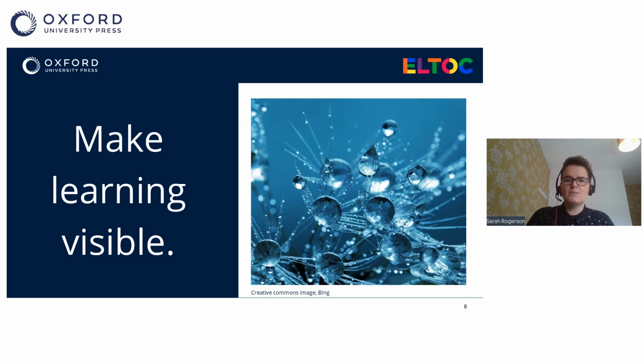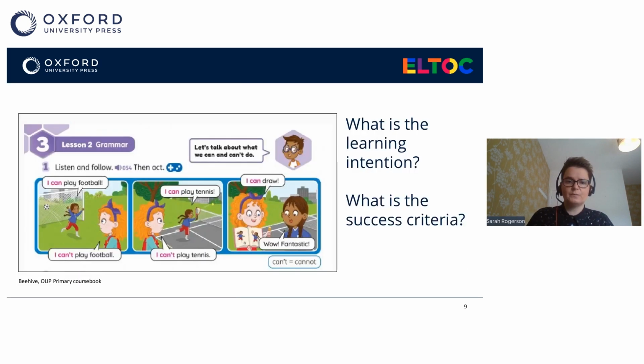I think sometimes as teachers, maybe learning isn't that visible. Maybe it's visible to us. Maybe we know exactly what we intend students to learn. But if the students don't know what we intend them to learn, then it can cause a little bit of confusion and friction. So by learning intentions and by giving clear success criteria, we can really make learning visible.